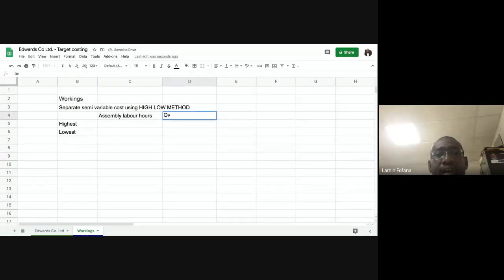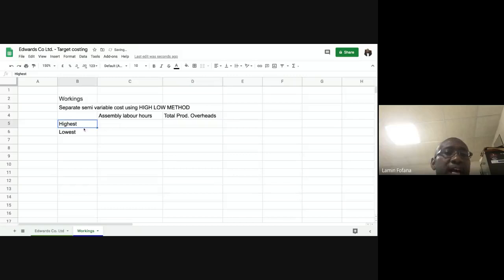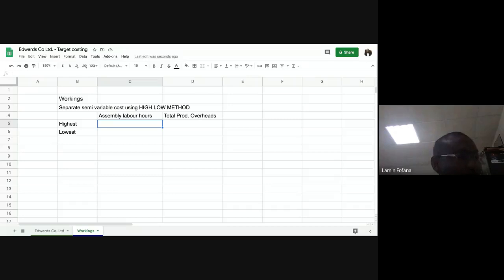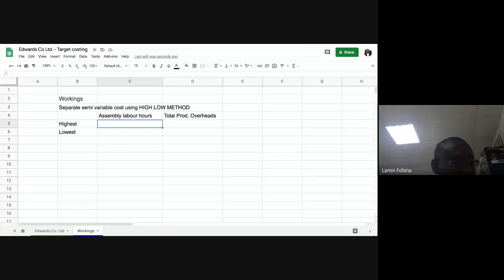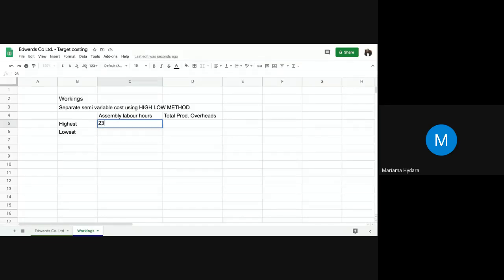Like I said, this overhead is mixed. I just call it total production overhead. Total production overheads. Okay? So we have the highest, we have the lowest. What's the highest activity level? 19,000, is it? The highest activity level is 19,000? It's 23,000.